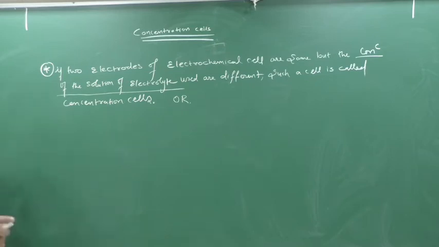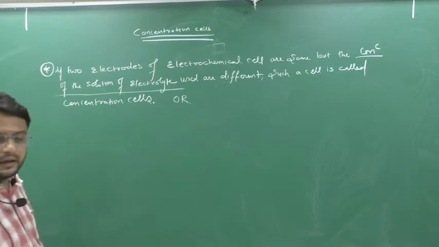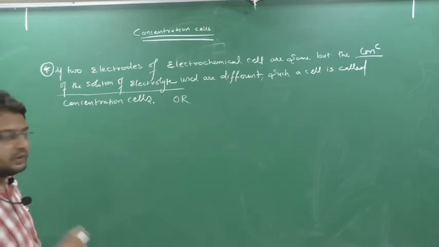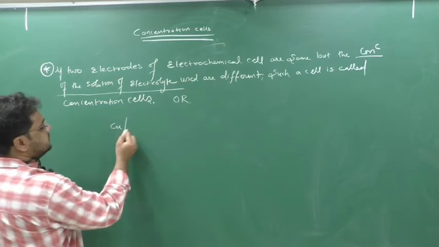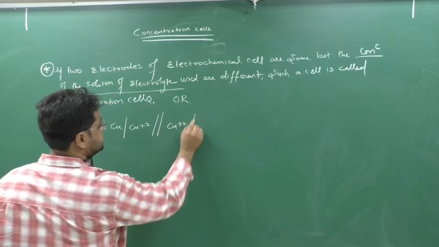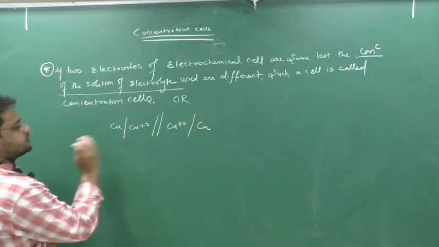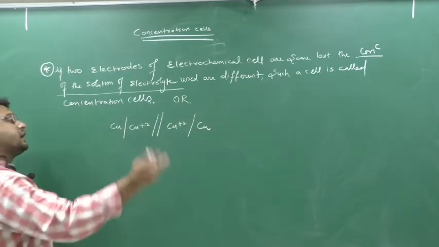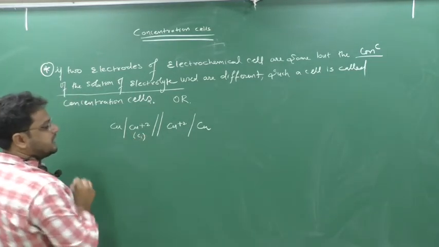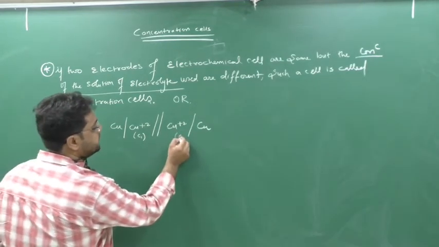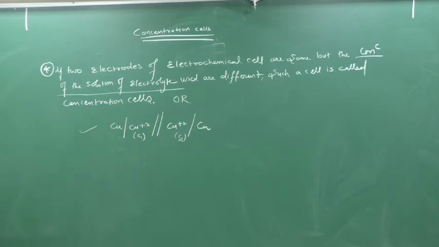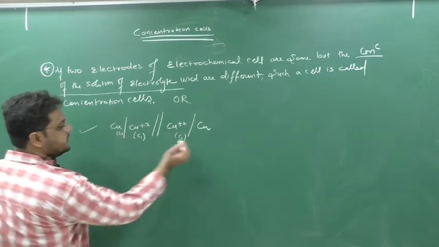Clear? Now, see, I will write down the cell representation. Suppose I am considering copper as anode and copper as cathode. So, see: Cu | Cu2+ || Cu2+ | Cu. Here the anodic portion is copper and its salt solution, the cathodic portion is also copper and its salt solution, but what is the difference? The difference is concentration. Here I am putting the concentration as C1 and here as C2. So, this is an example of a concentration cell. Here solid, here solid.